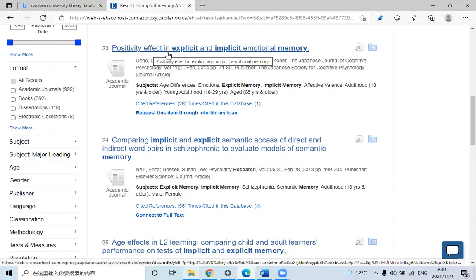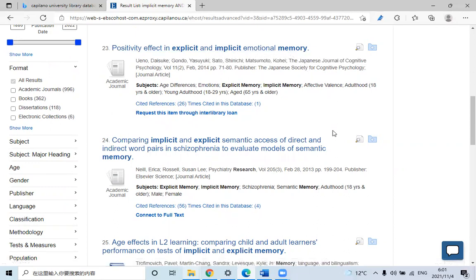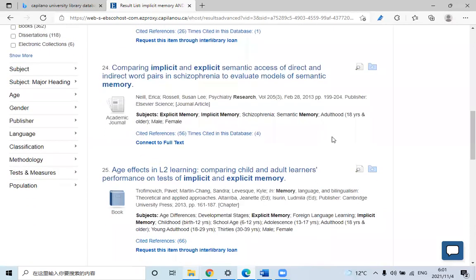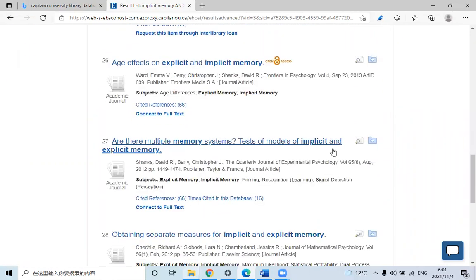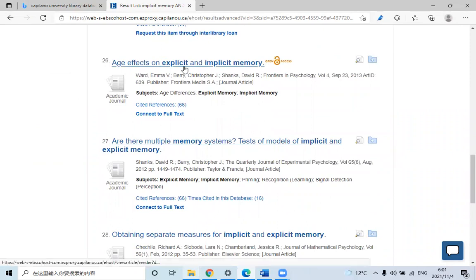Positive effects in explicit and implicit emotional memory. Again, sounds interesting. Age effects on explicit and implicit memory. This sounds really interesting. And it's open access. You can have the full article. That might be really worth looking into.